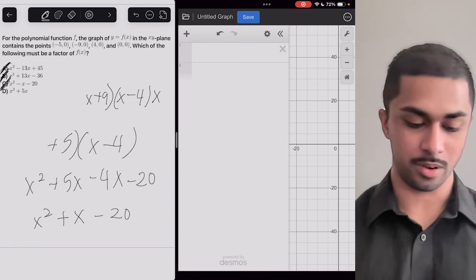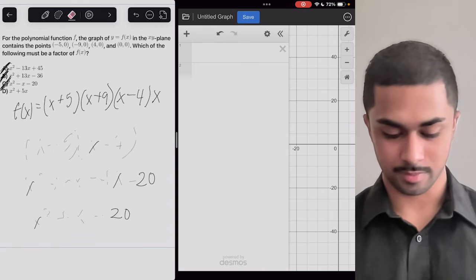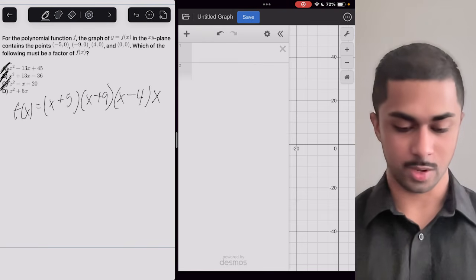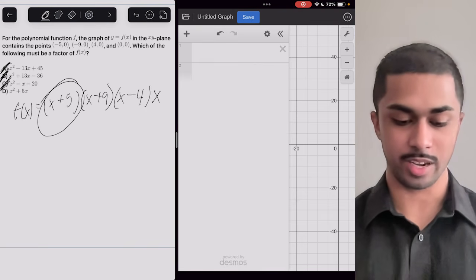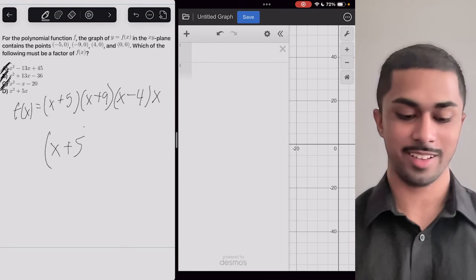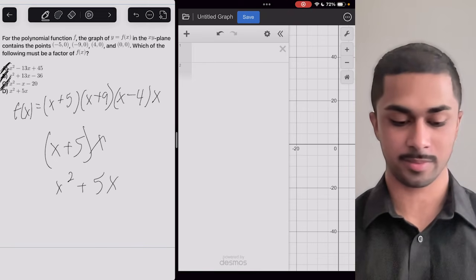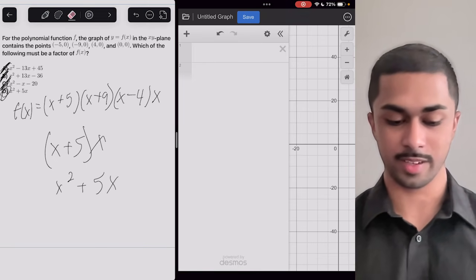And then this last one, okay, this last one is you take this and this, right? And as you can see, x plus 5 times x, it's just x squared plus 5x, which is your answer. It's D.